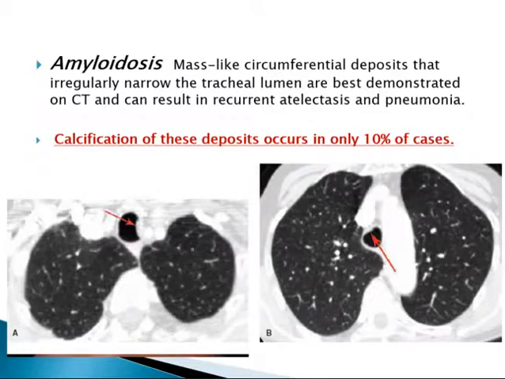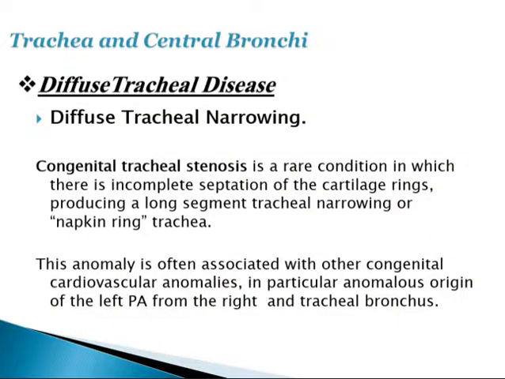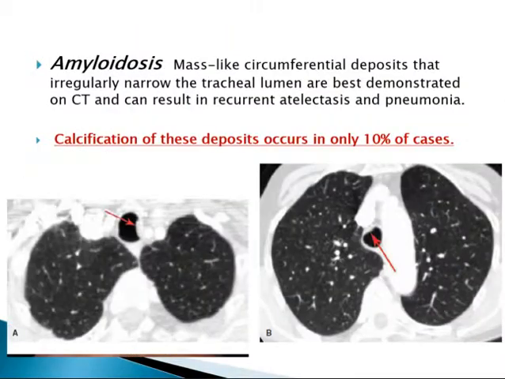Another cause of diffuse tracheal narrowing is amyloidosis. Amyloidosis causes mass-like circumferential deposits that irregularly narrow the tracheal lumen and are best demonstrated on CT, and can result in recurrent atelectasis and pneumonia. Calcification of these deposits occurs in only 10% of cases. And here are the deposits.